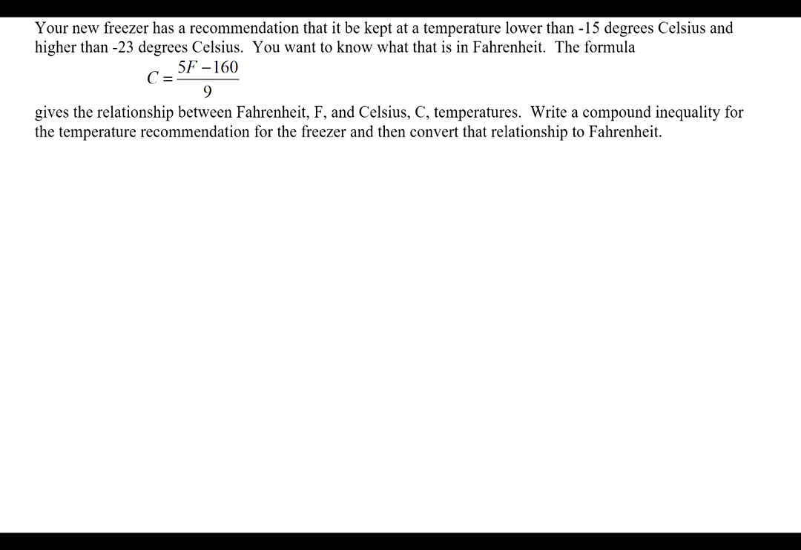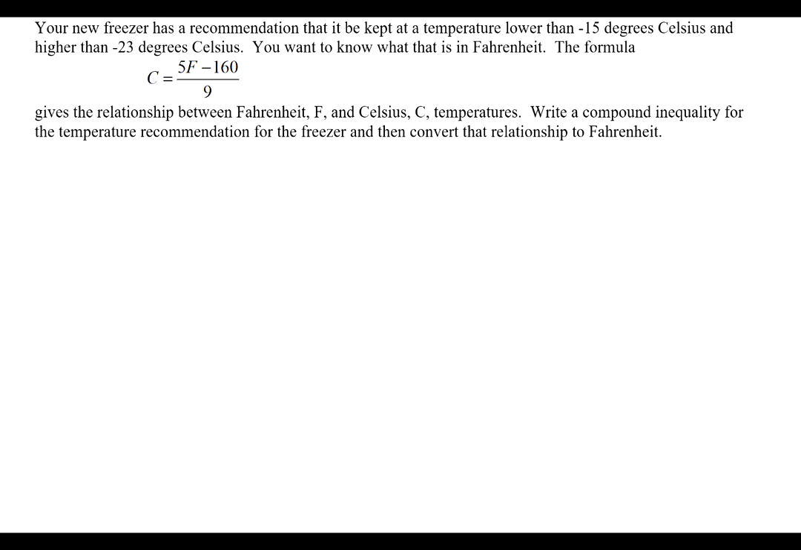The formula C equals 5F minus 160 over 9 gives the relationship between Fahrenheit and Celsius temperatures. Write a compound inequality for the temperature recommendation for the freezer and then convert the relationship to Fahrenheit.